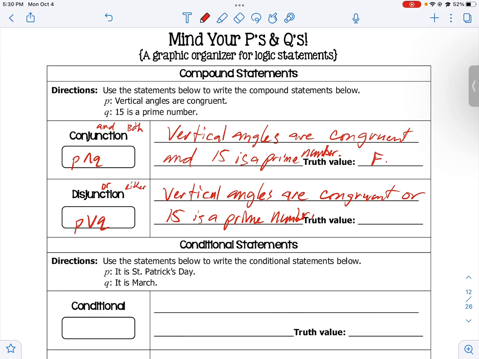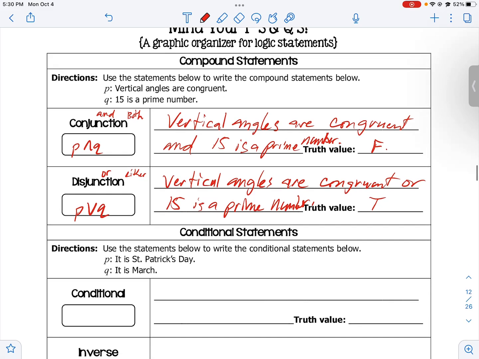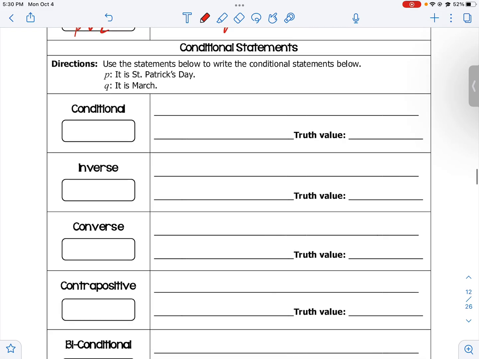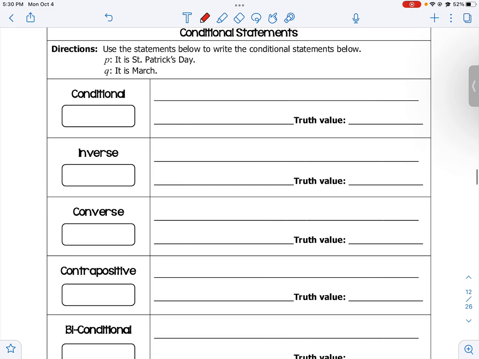Weird. Now, in a disjunction, you just need one of those to be true. So vertical angles are congruent. Vertical angles are congruent. That's true. And if that piece is true, then the whole thing's true. Because we only need one of the pieces to make that statement a true statement. Because it's an or statement.